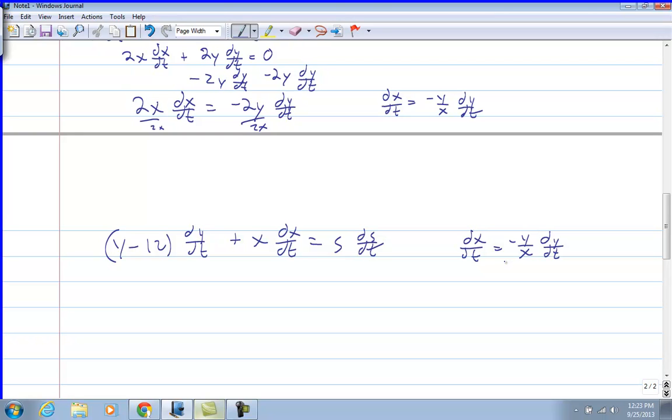We could also, if we want to solve for dy/dt, multiply by the reciprocal of negative y over x, which means multiplying by negative x over y. So negative x over y times dx/dt equals dy/dt. Okay, so we have this relationship. We can substitute if we need to.